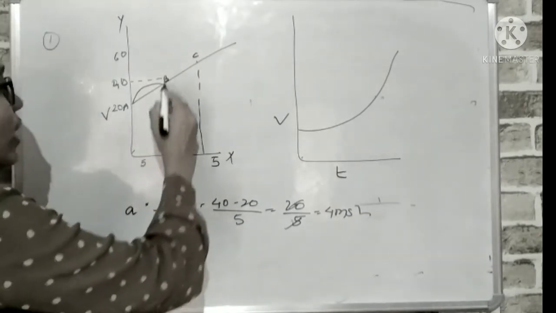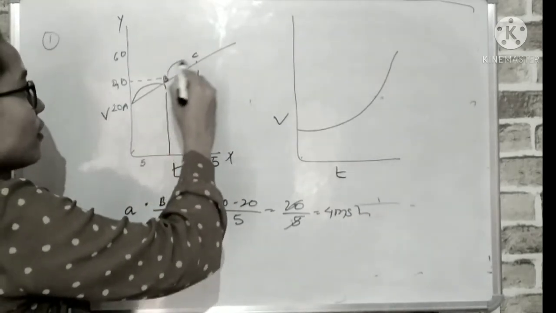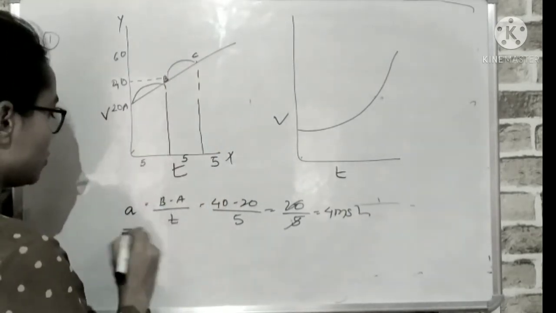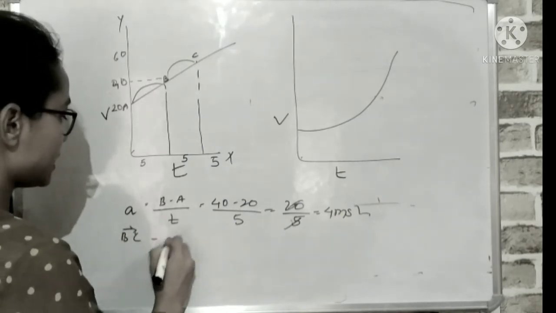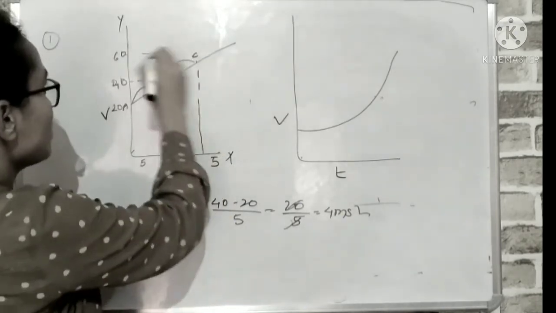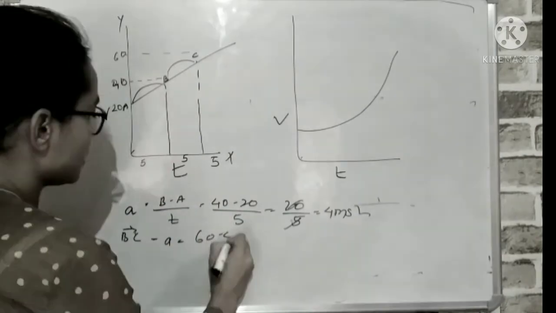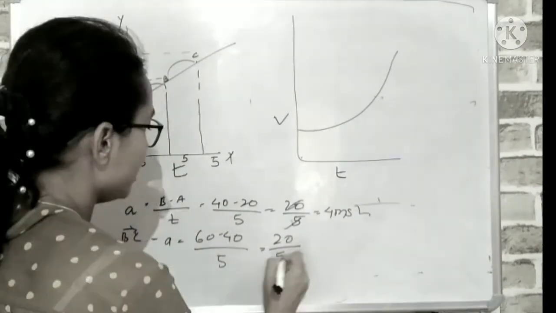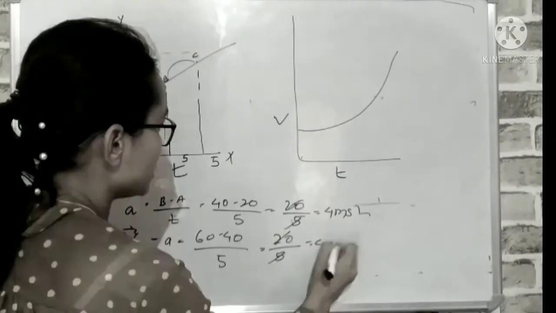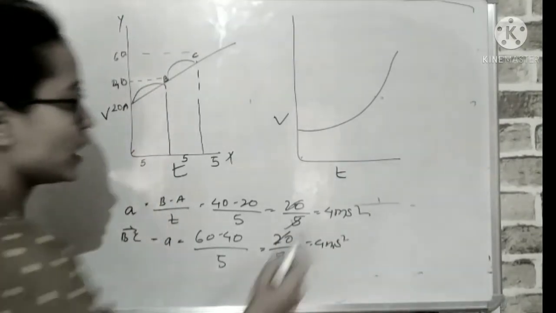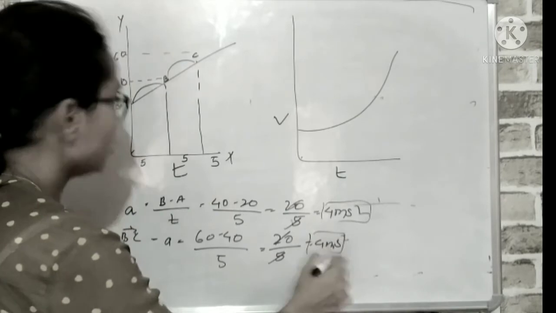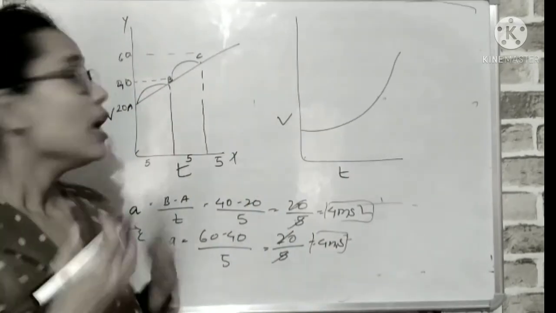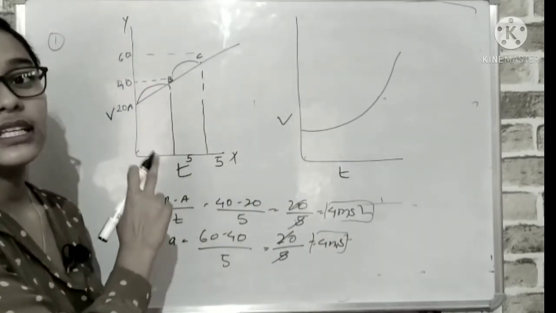Okay. Now I want to see the change in velocity from B to C. Suppose from B to C, change in velocity, that is acceleration, is not it? So C is how much? 60. 60 minus 40 divided by 5. Again it will be 20 by 5, 4 meter second square. So what happened? We are getting the same answer, is not it? From A to B, B to C. Means what? The body is uniformly accelerated.